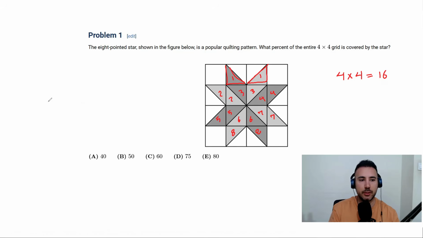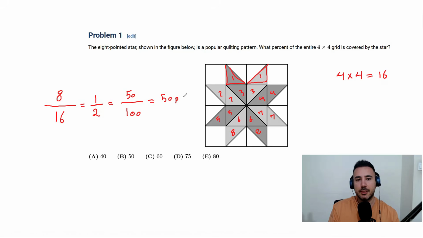So we know that the total area of the square was 16, and now the area of these segments together is 8. So that's 1/2. And we know that 1/2 is also equal to 50 over 100. So that is 50%, isn't it? Okay, so the answer is going to be 50%. So we're going to choose this one.